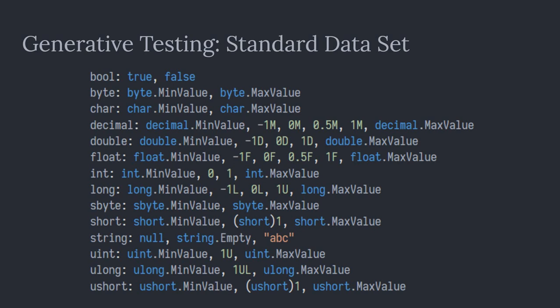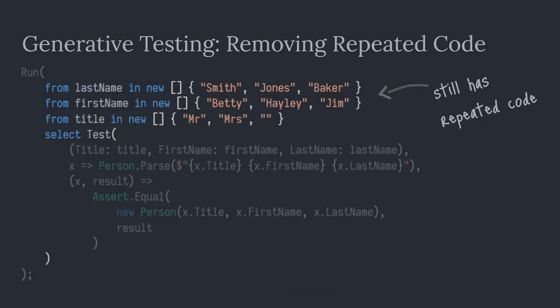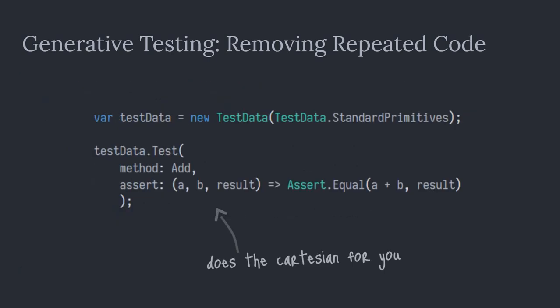And because it is a generic set, I've added it to the C# generative testing library too, to save time. Here it is. Also, although the LINQ syntax is terse, it's still repetitive. You have to from-in-new for all your values, and then call test in every case. So I've encapsulated this Cartesian test into a single method on the test data, which will do the Cartesian for you. Doing this, we now represent our test of all the possible permutations of a method in a single line of code, first specifying the method and then the behavior assertion.